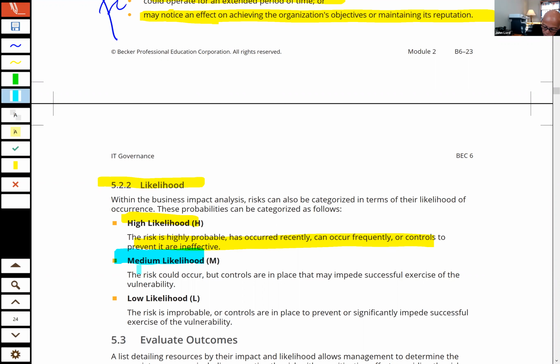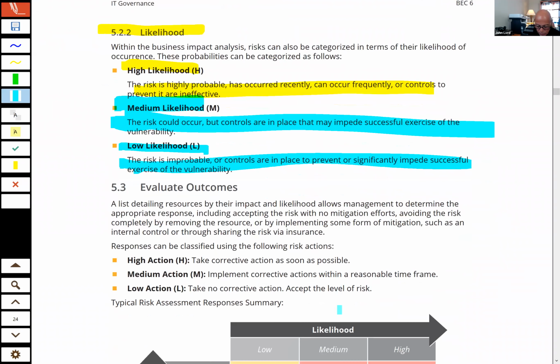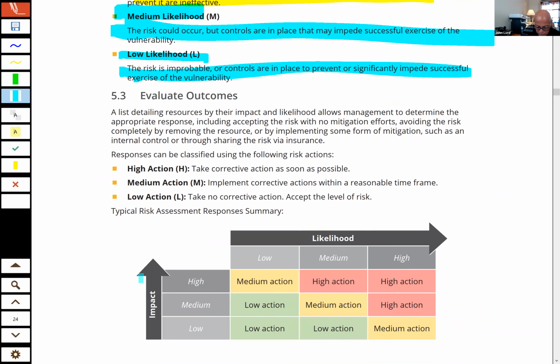Okay, medium risk could occur, but controls are in place. And then low likelihood is probably not going to happen. Okay, so you come over, and I'm not going to ask you to flashcard that. I think you know that. You evaluate those, and I think you can kind of figure this out. I don't think we need the whole table chart with arrows pointing all over the place to know what we need to do here, which is high action, take corrective action as soon as possible.